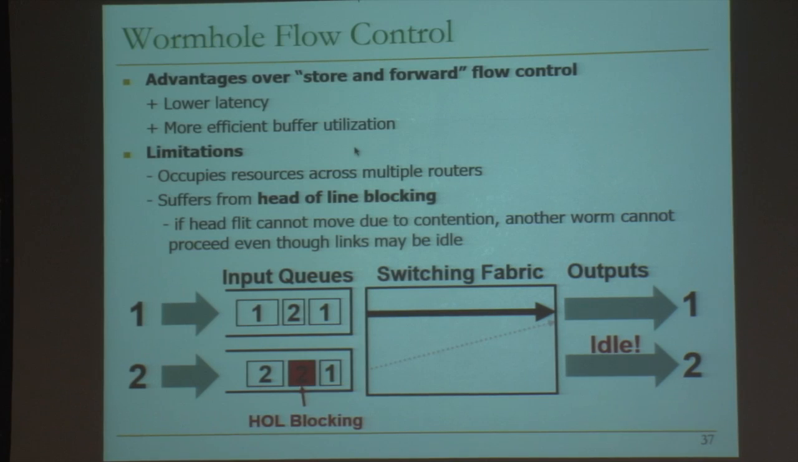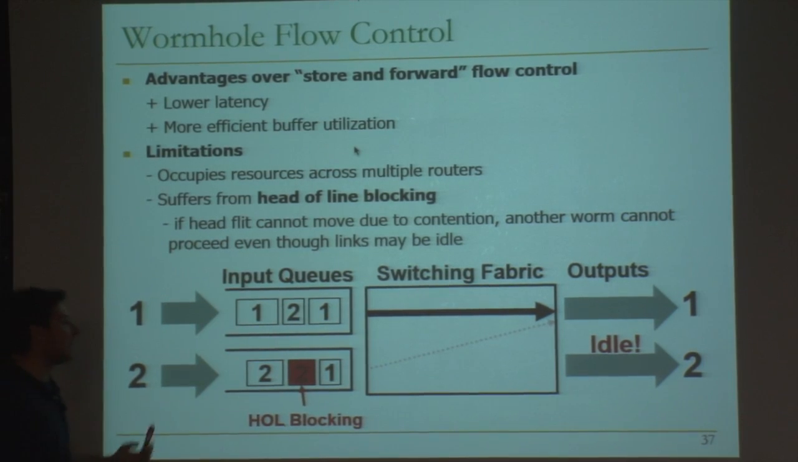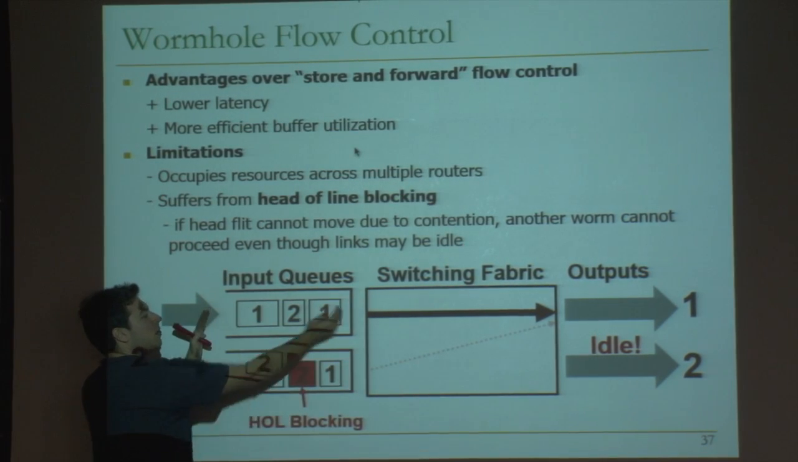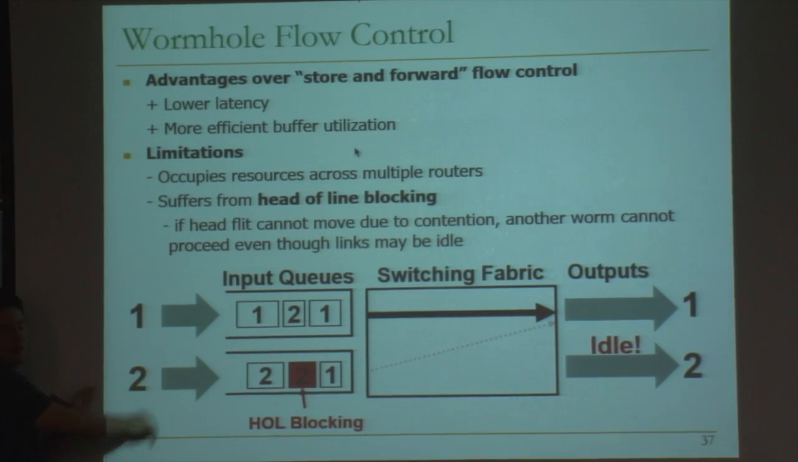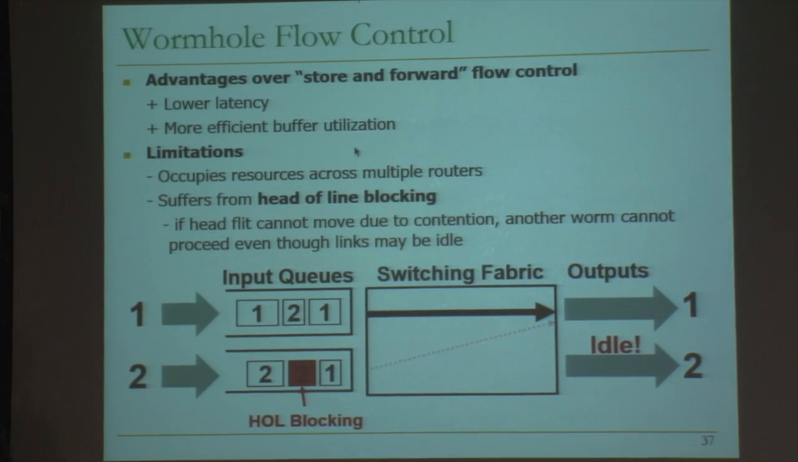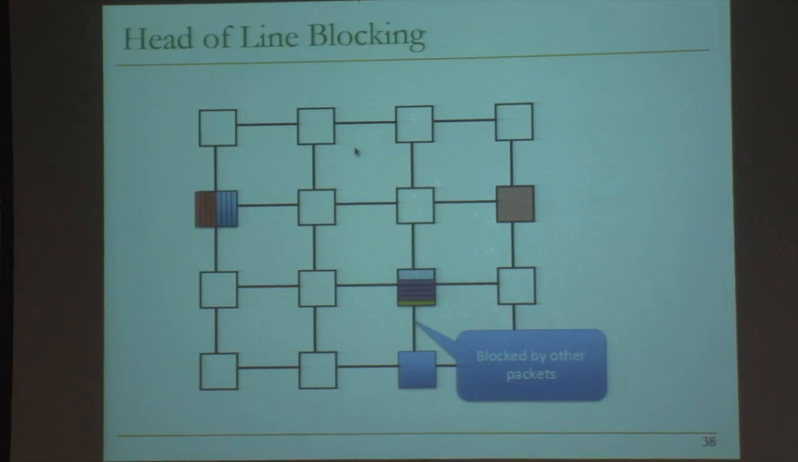You could also get it with the original scheme. If I had multiple ones, and then multiple 2s back here, I would still have the same problem. But here it's exposed more. You have these small segments.